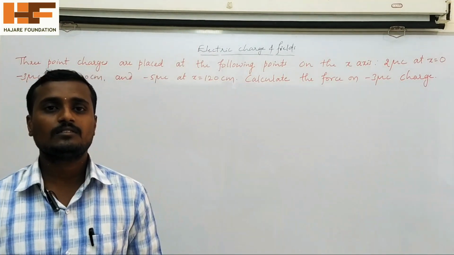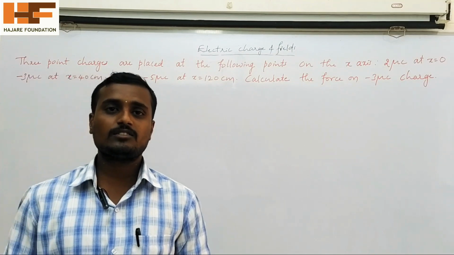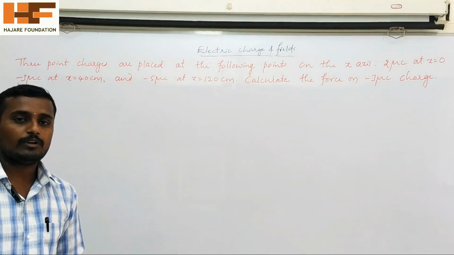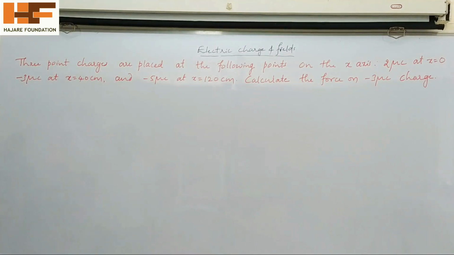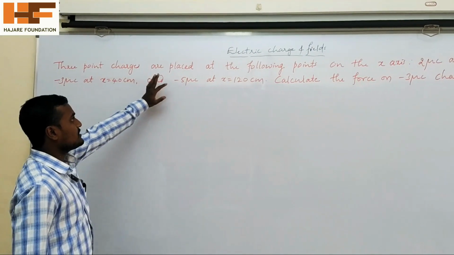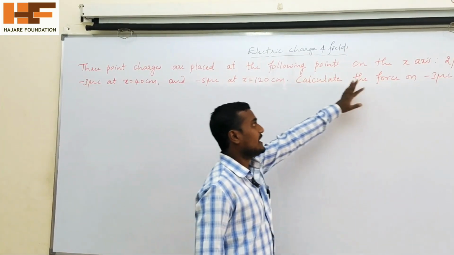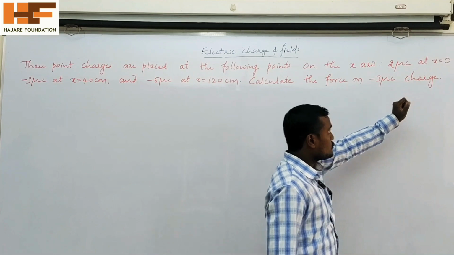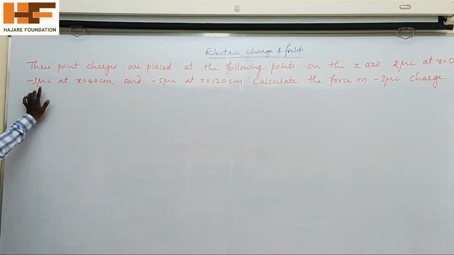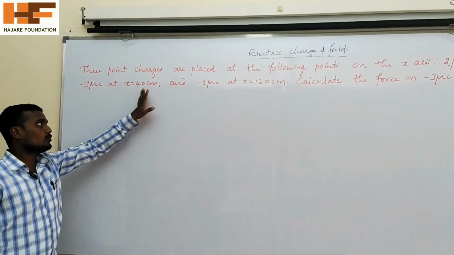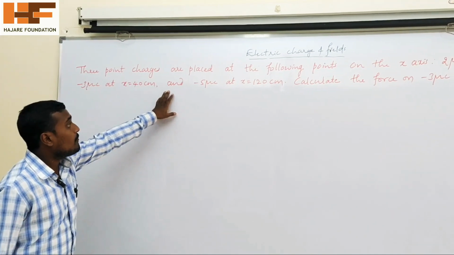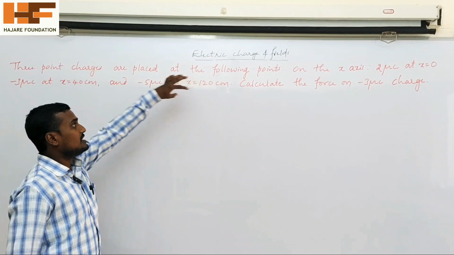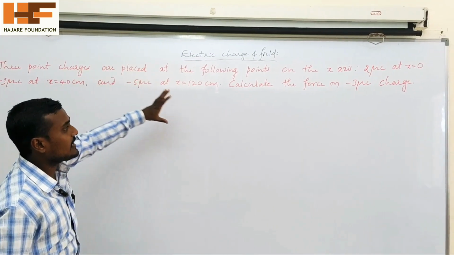Dear students, today we will discuss some more problems on electric charges and fields. The first one is, the point charges are placed at the following points on the x-axis. The 2 microcoulomb at x equals to 0, minus 3 microcoulomb at x equals to 40 cm and minus 5 microcoulomb at x equals to 120 cm. These are the three charges arranged on the x-axis.